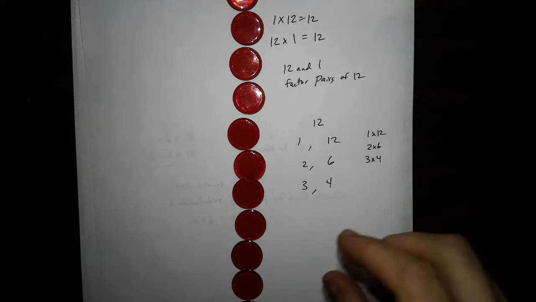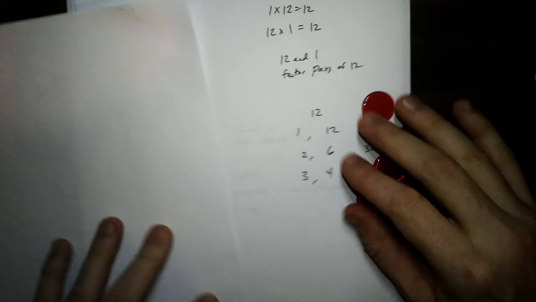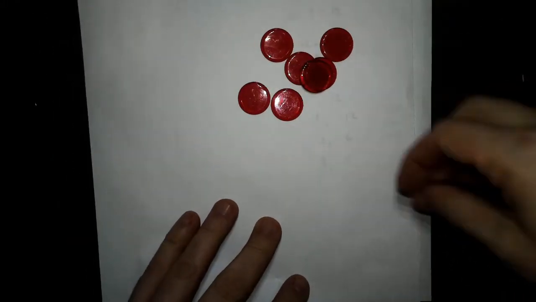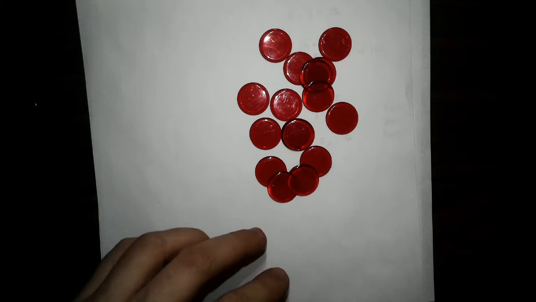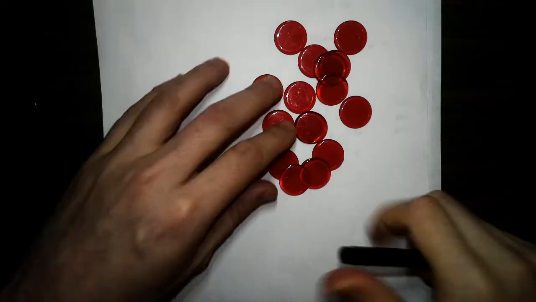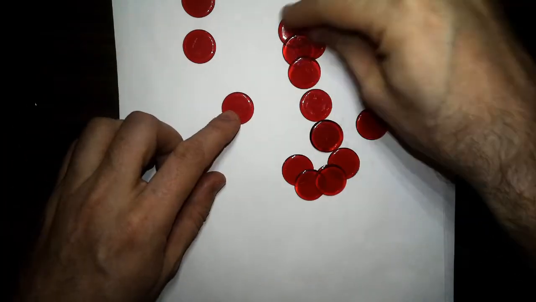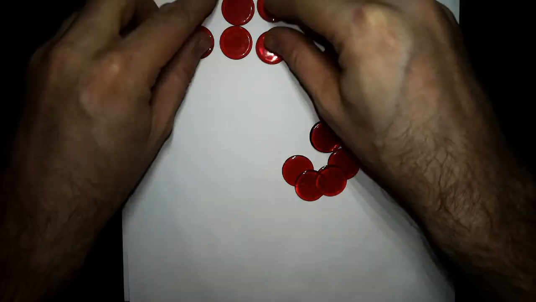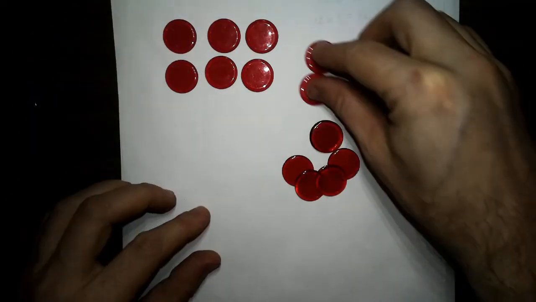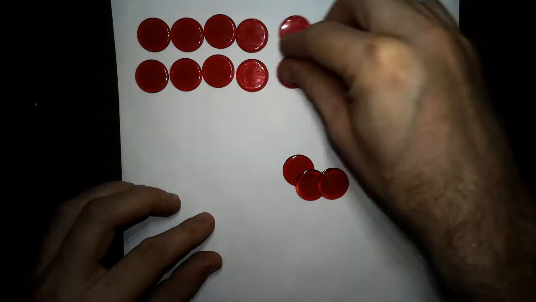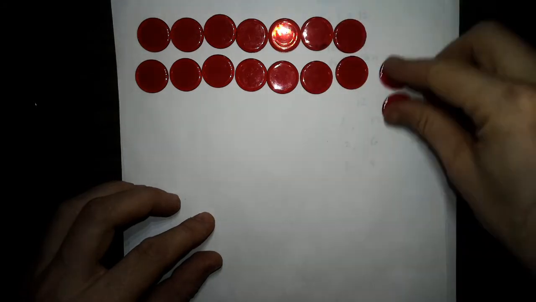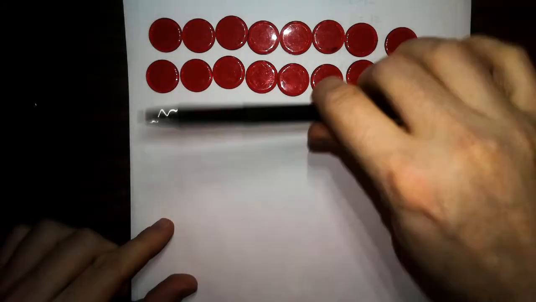Let's look at one other example, and in this case I'm going to add a few more counters. This time we're going to use 16 counters, and we're going to arrange our 16 counters into a rectangular array. The first thing that comes to mind is 16 is even, so I'm going to use 2 rows, because I know I can split any even number into groups of 2. So there we go. I definitely have a rectangular array. All of my columns have the same number, and all of my rows have the same number.